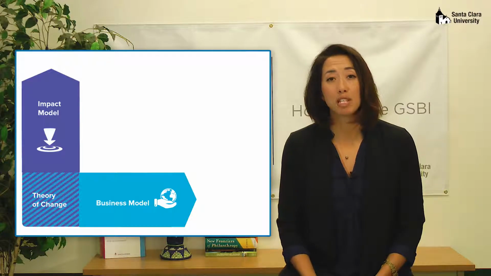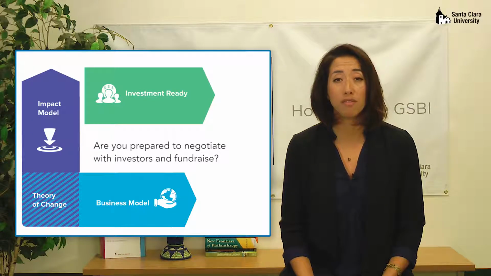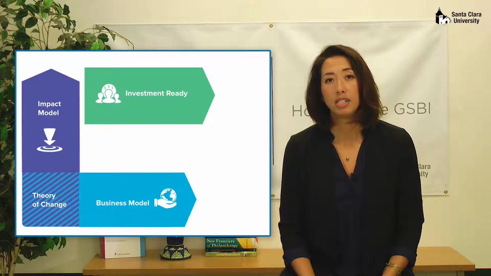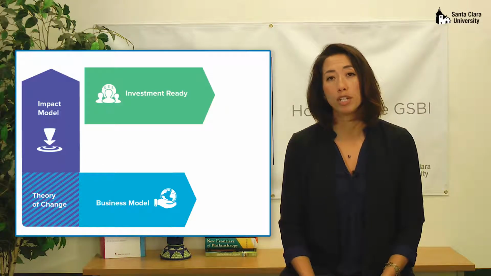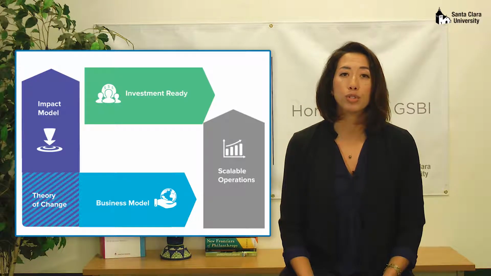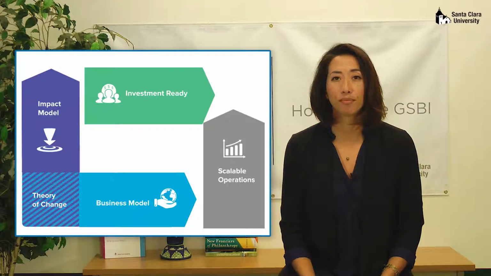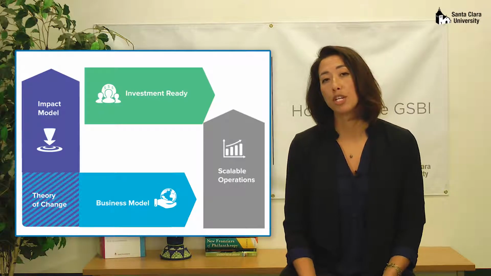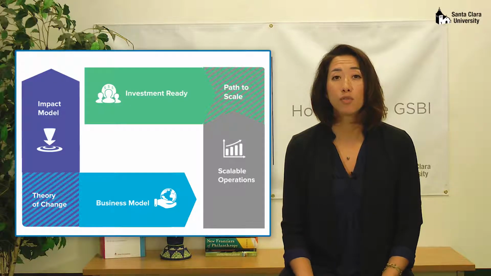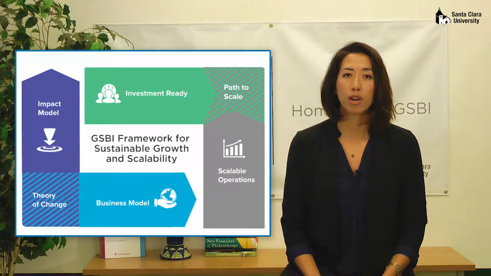We also focus on investment readiness and your ability to be prepared to negotiate with investors and to raise the adequate funding to scale your organization. And we also focus on scalable operations within your business. So what are the key operational components that you need in order to be able to receive and deploy the capital that you're raising to scale? The intersection of the operations and investment readiness component is really your path towards scale. And these four vectors create our sustainable growth and scalability framework.